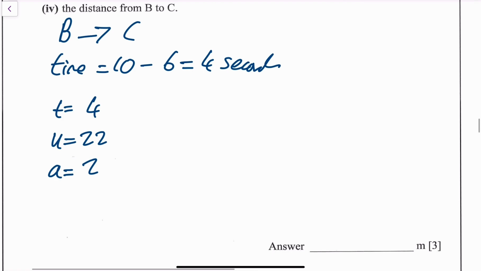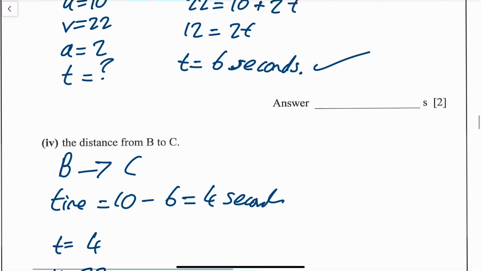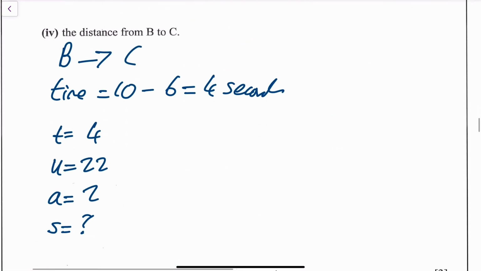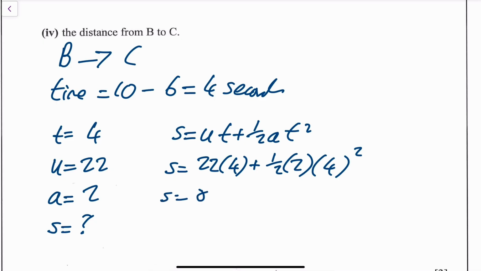So find the distance. We want to find the distance. So my distance is equal to, so is that right? Yep, A to B was that, so B to C then. So S is equal to UT plus a half AT squared. So S in this case is 22 times 4 plus a half times my A, which is 2, times 4 squared. That's 88, and a half times 2 cancels out, plus 16. That's 104 meters. Let me just check that.